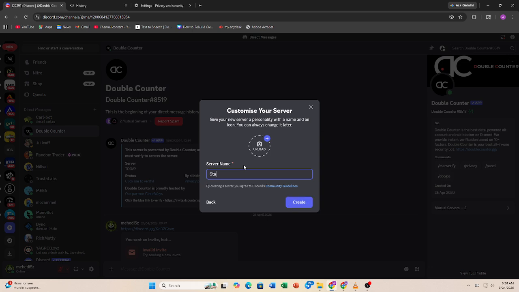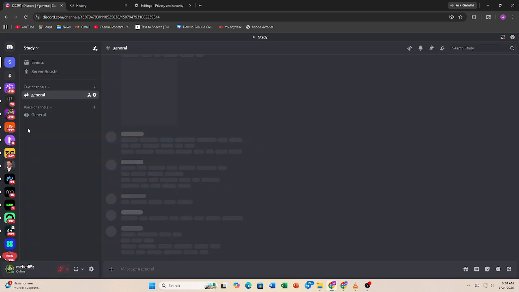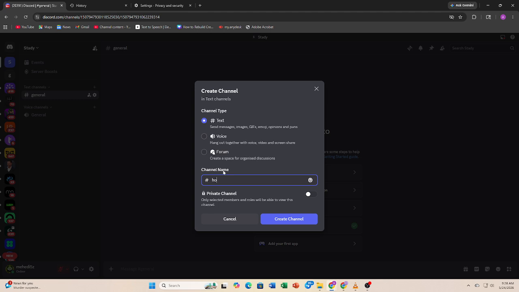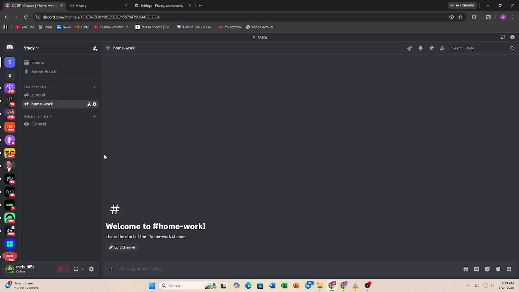Next, organize your server properly. Create channels like announcements, study chat, resources, homework help, and doubt solving. Create voice channels for group study sessions, silent study rooms, and discussion rooms. This helps members stay focused together.